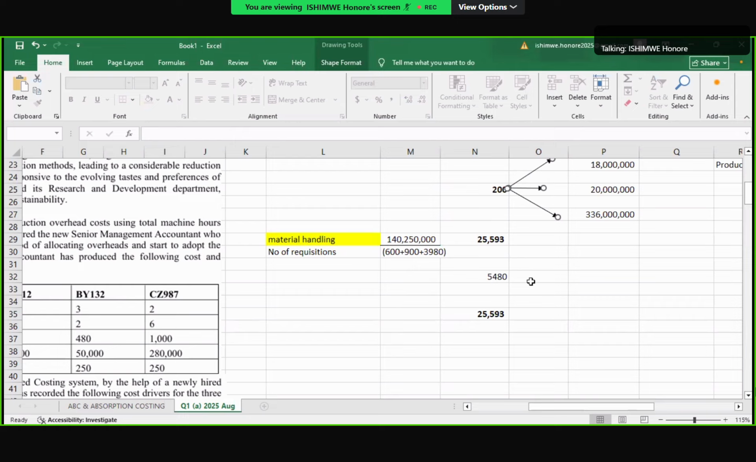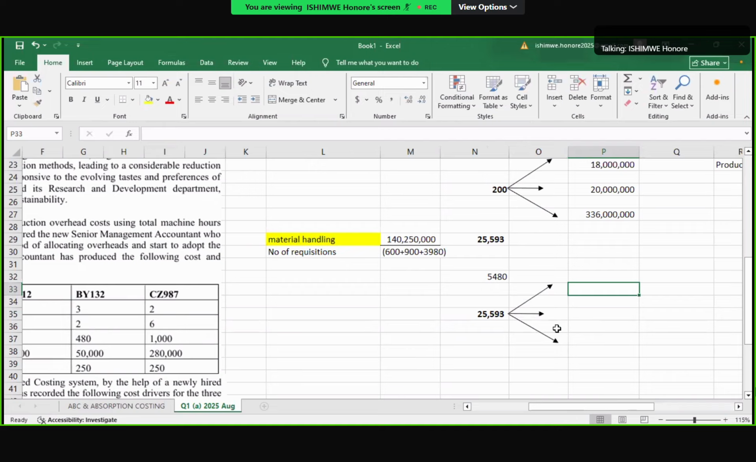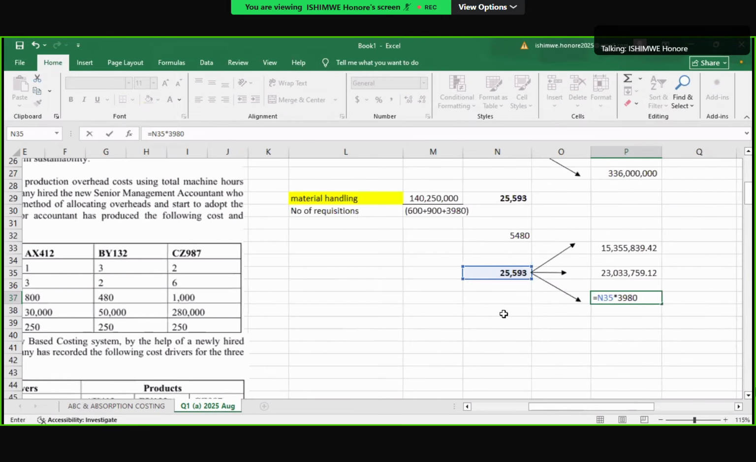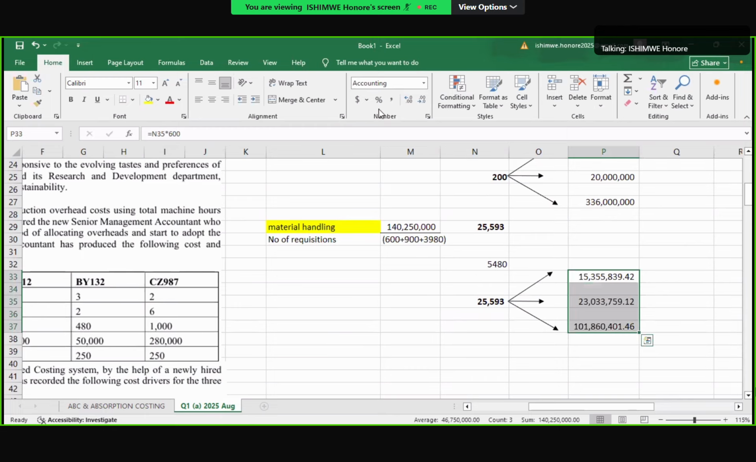Let's do its allocation as usual. This is project 1, second and third. So for the first, I take this times 600. I will take this times 900. I will take this times 3980. Oh, what have I done? This is wrong. It is this times 3980. Yes, that's correct. If we add it, it has to give me the same solution, 14250.